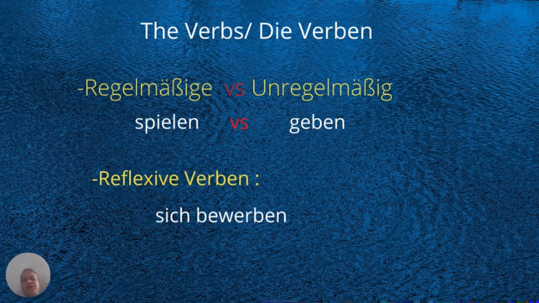Next, we have another kind of verbs in the German language that is a little bit problematic for the new German learner: reflexive Verben. For example, sich bewerben, which is a reflexive verb, and as we can say, ich bewerbe mich, I apply for myself, and so on. Ich bewerbe mich, du bewerbst dich, er bewerbt sich.